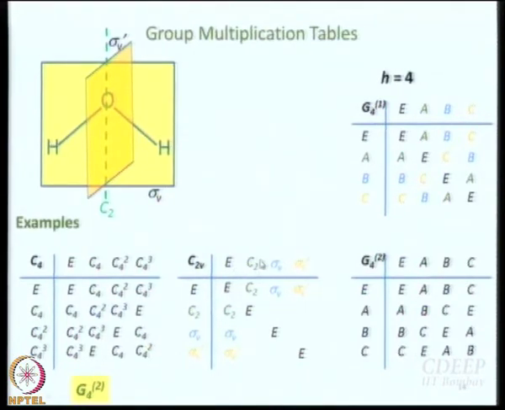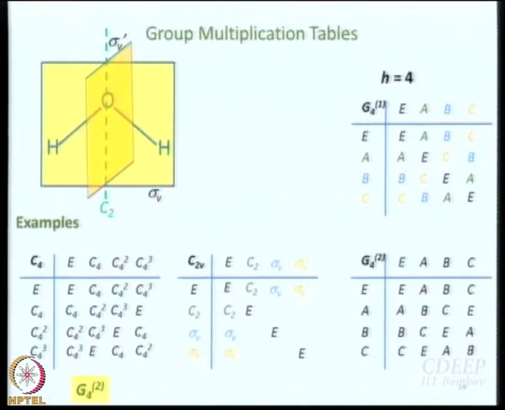E, C2 is E. What is the situation here? Every operation is its own inverse, isn't it? C2 is its own inverse, sigma v is its own inverse, sigma v dash is its own inverse. So the E's are going to be along the diagonal, like G4 1.